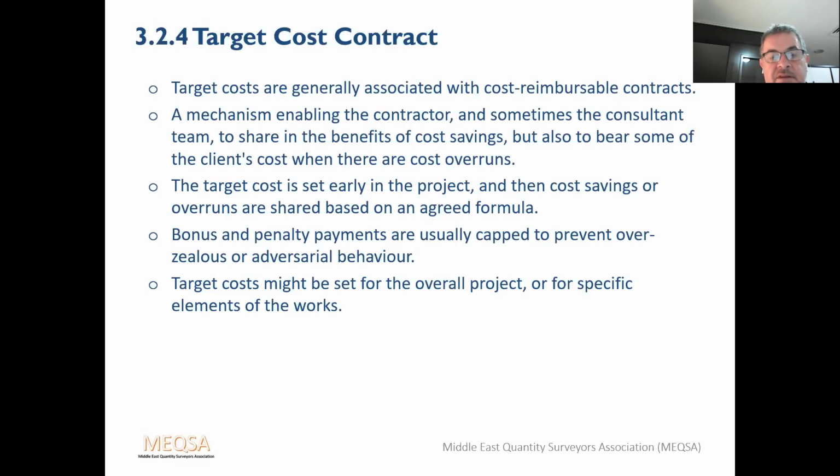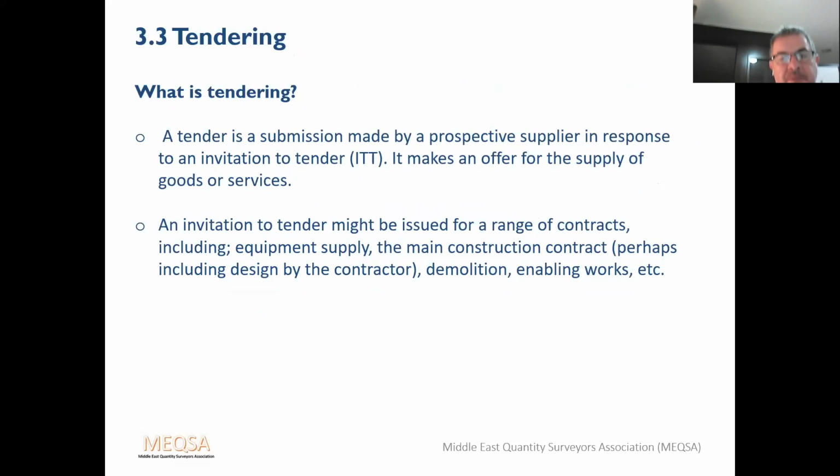So that completes the presentation on procurement, and we're now going to go into the second part, which is tendering. What is tendering? Again, it sounds a simple question, but it's the sort of question that they may ask you as an opening question in the APC. It can be defined as a submission made by a prospective supplier in response to an invitation to tender, commonly known as ITT. It makes an offer for the supply of goods or services. An invitation to tender might be issued for a range of contracts, including equipment supply, main construction contract, perhaps including design by the contractor, demolition, enabling works, etc.